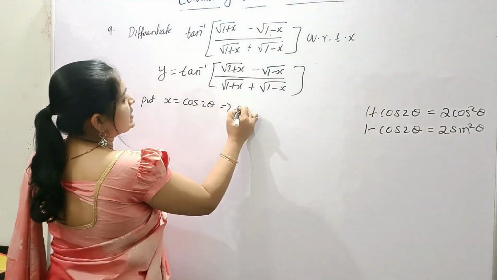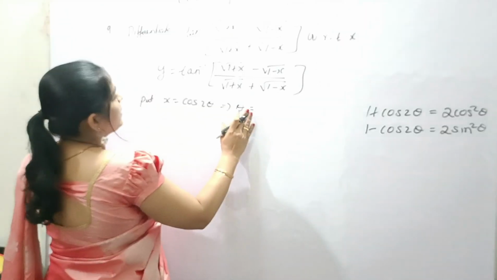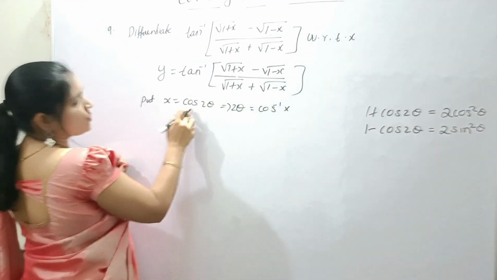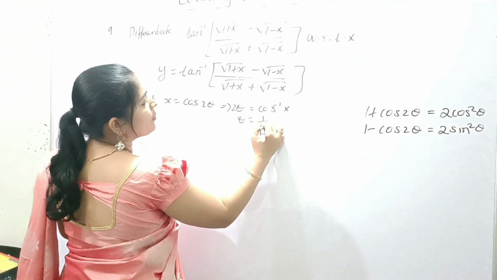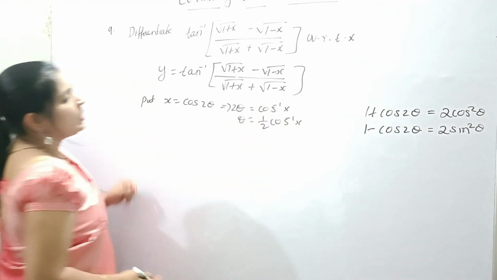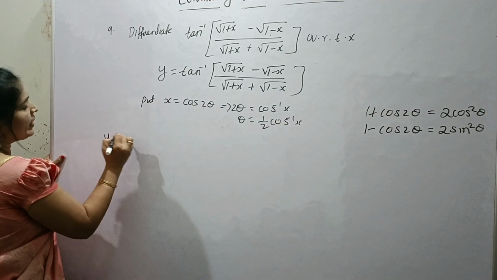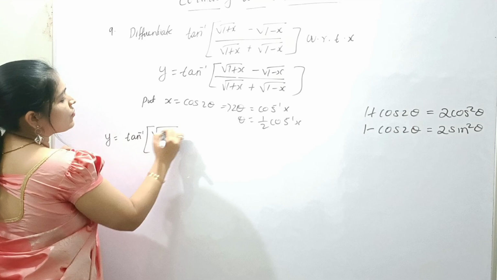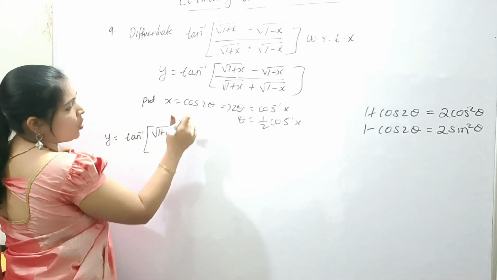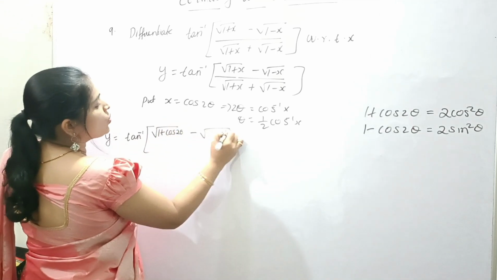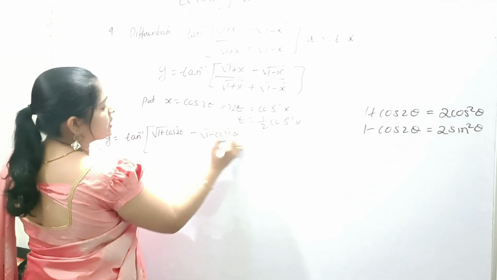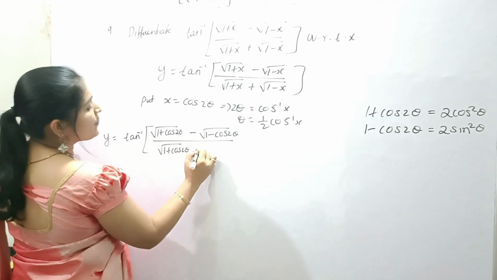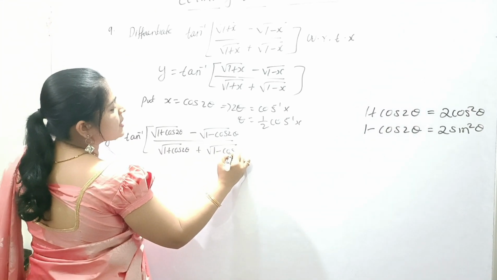Then what is theta? Here 2 theta is equal to cos inverse of x, right? Theta is equal to 1 by 2 into cos inverse of x. Now let's put this one. Here y is equal to tan inverse of root of 1 plus cos 2 theta minus root of 1 minus cos 2 theta divided by root of 1 plus cos 2 theta plus root of 1 minus cos 2 theta.